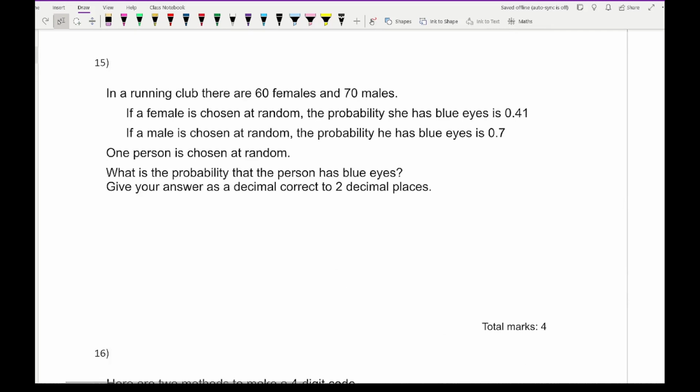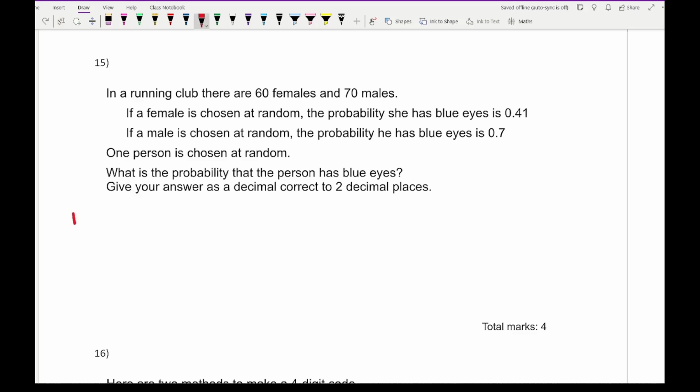If a female is chosen at random, the probability that she has blue eyes is 0.41. If a male is chosen at random, the probability of blue eyes is 0.7. And it says one person is chosen at random. What is the probability that the person has blue eyes? Give your answer as a decimal correct to 2 decimal places.